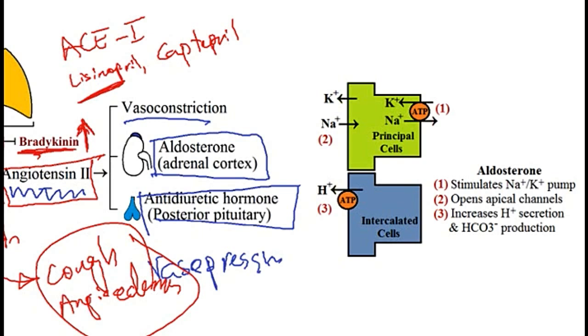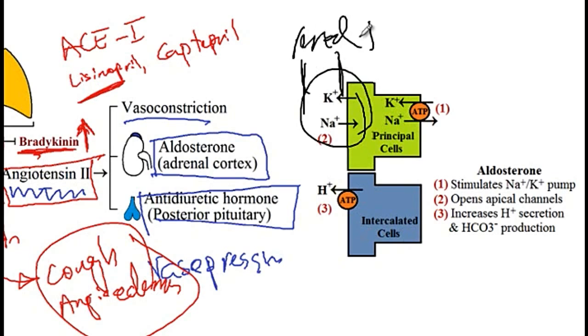So aldosterone will work on the principal cells and the intercalated cells in the kidneys. So first it will open the apical channels and will induce the secretion of potassium into the lumen of the renal tubules.